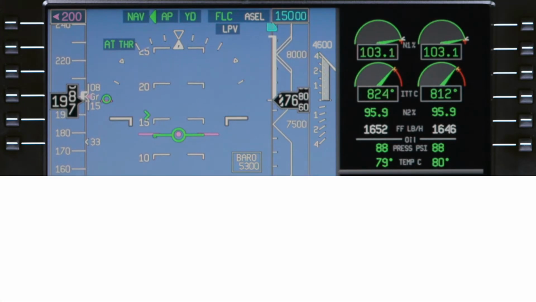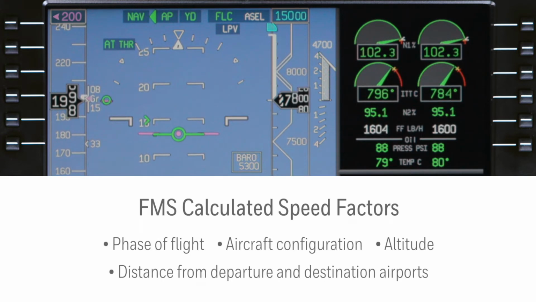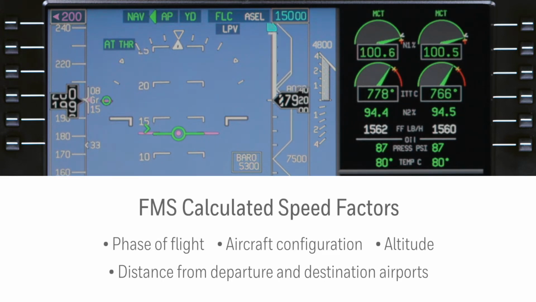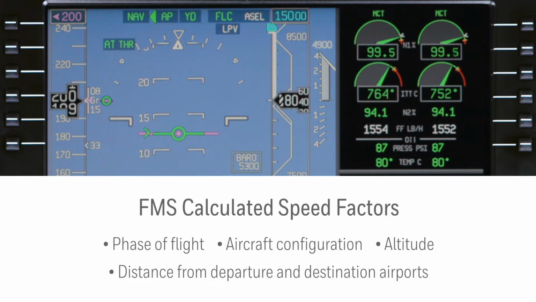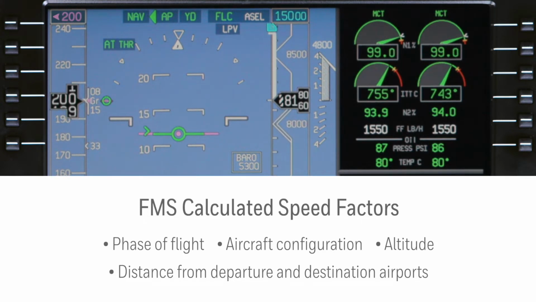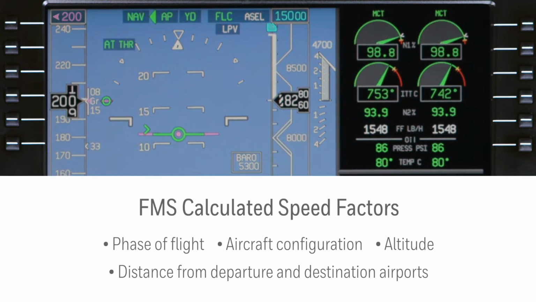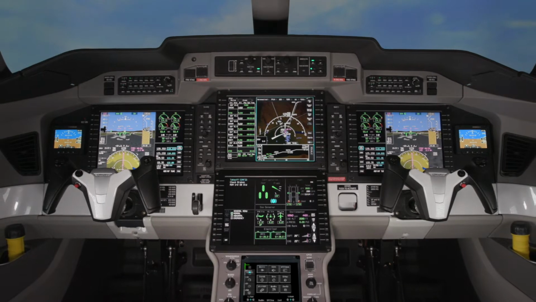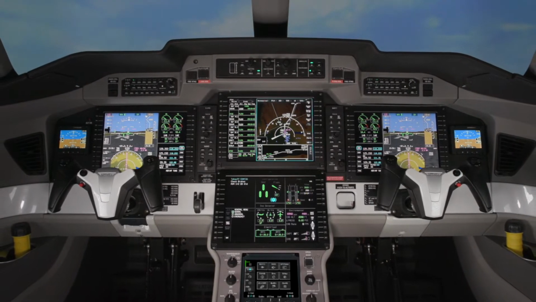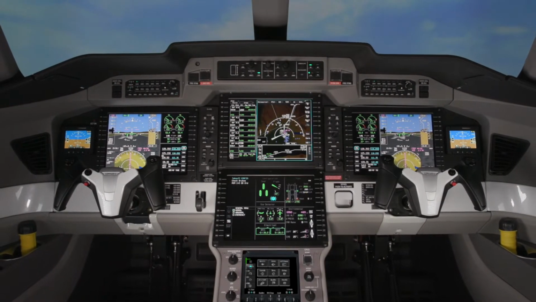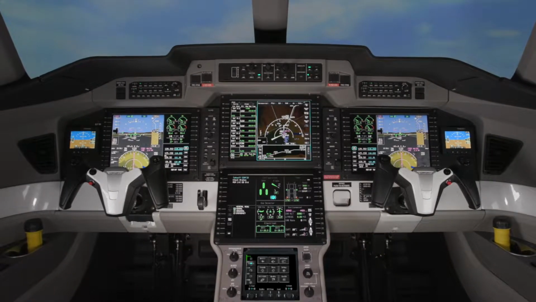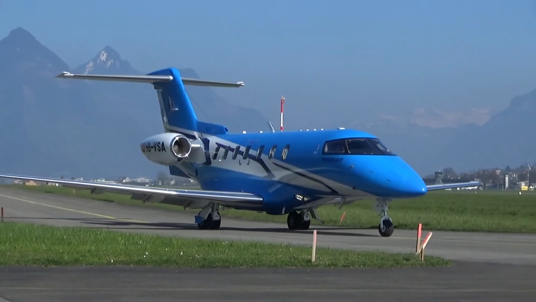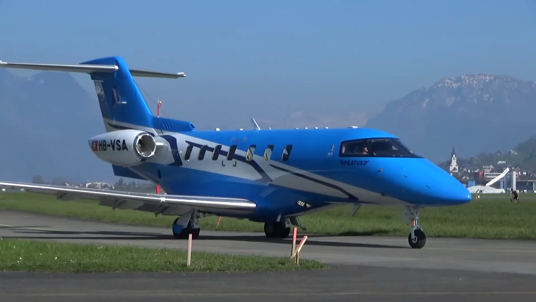The FMS calculated speed considers a variety of factors, including phase of flight, aircraft configuration, altitude, and distance from departure and destination airports. FMS speeds should not be used during single-engine operation. Before using the FMS speed mode, it's important that pilots have a thorough understanding of how the mode functions. Let's look at a typical flight to see the FMS speed mode in operation.